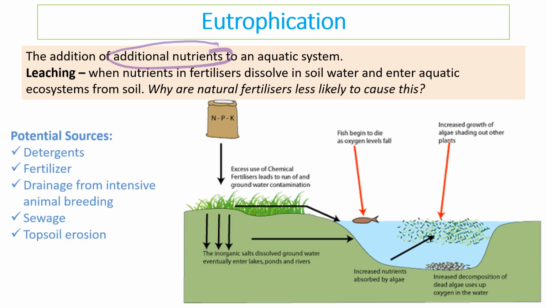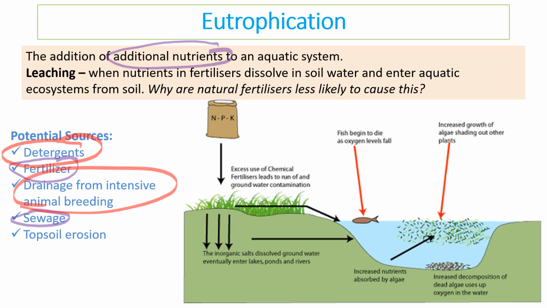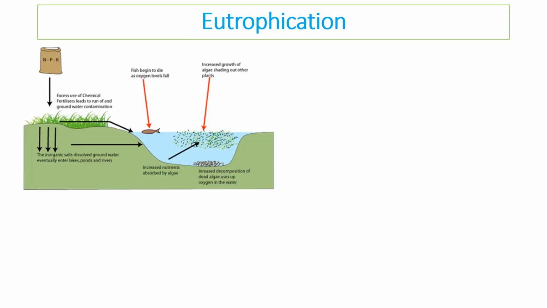Now, the potential sources of these nutrients you need to know. Most people remember sewage, most people remember fertilizers, but any of the others are also important. So detergents, for example, your washing machine could cause this to happen. Drainage from animal breeding systems and topsoil erosion could take nutrients into the water, and that could cause eutrophication to happen.